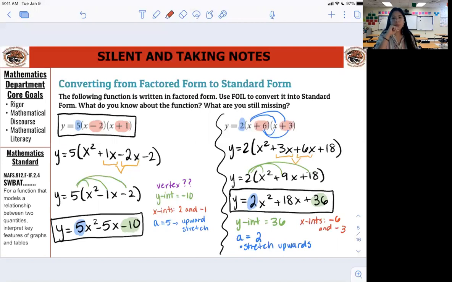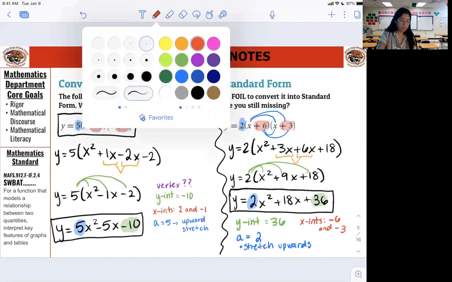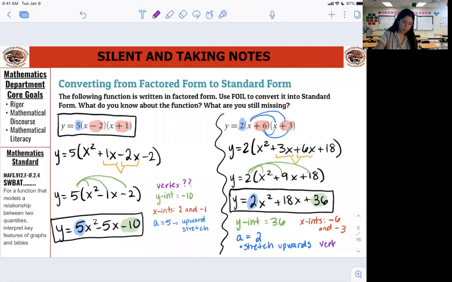And what do I not know? The vertex. We don't know the vertex. We've got to find it. Cool. Any questions on how to turn it from factored form to standard form? Notice it's very similar to what we did yesterday where we had to turn it from vertex form to standard form. Very, very similar steps. So that's kind of nice, because that similarity means it's going to be a little bit easier to remember what to do, because it's pretty much the same.